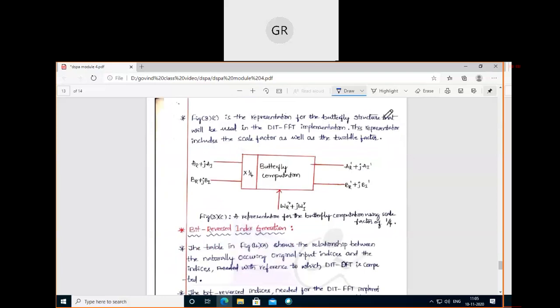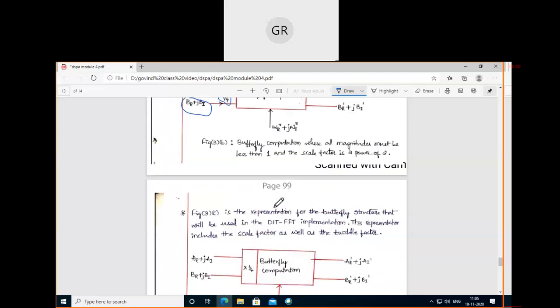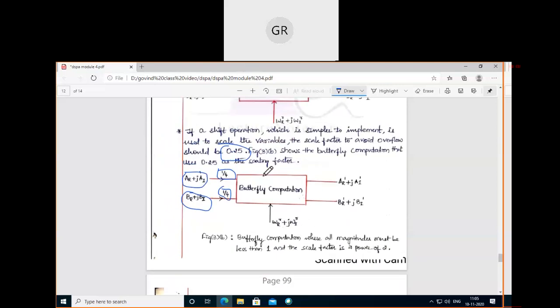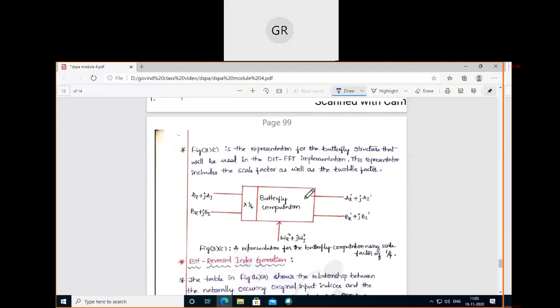This figure is the butterfly structure that will be used in the DIT FFT implementation. This representation includes the scale factor as well as the twiddle factor. So there are different ways to represent the butterfly computation. Here, for each input line, we give the scaling factor value. But within the block, we represent the scaling value 1 divided by 4 like this. Please go through this. These butterfly computation structures are very important.